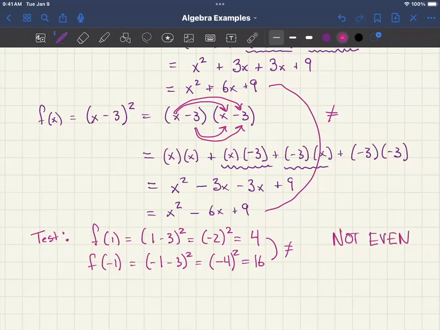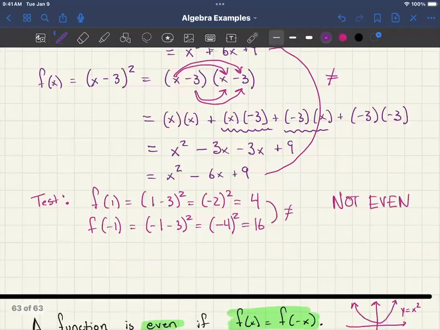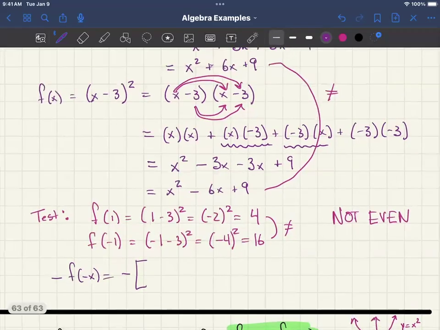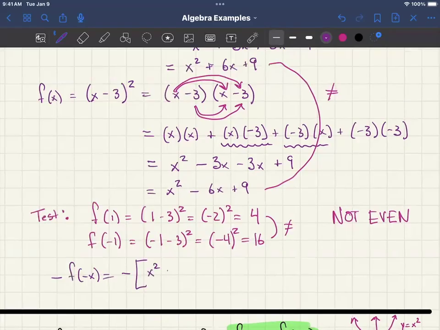And we don't have to do much to note that it's not going to be odd either, because if we put a negative f of negative x, we can just take our output for our f of negative x, which was x squared plus 6x plus 9. Distribute that negative sign. And this is not the same as f of x. So it is also not odd. So in other words, our function that we were given here is neither even nor odd.